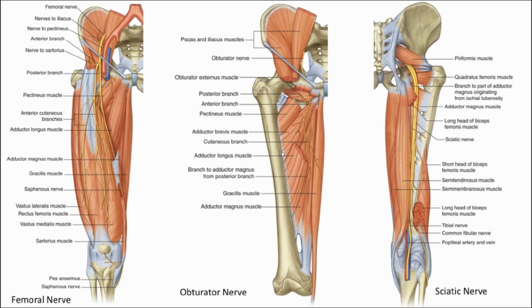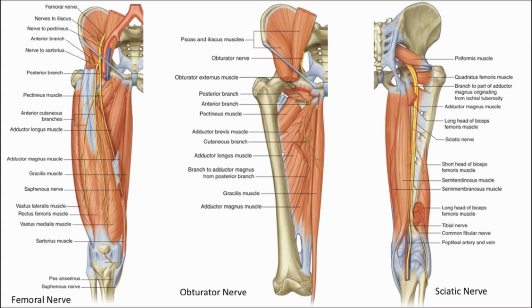Sciatic nerve is a branch of the lumbosacral plexus, spinal cord segments L4 through S3, and it descends into the posterior compartment of the thigh through the gluteal region, right? It innervates all the muscles in the posterior compartment of the thigh, and then it branches to continue to the leg and the foot. So in the posterior compartment of the thigh, the sciatic nerve lies on the adductor magnus muscle, and it's crossed by the long head of the biceps femoris muscle.